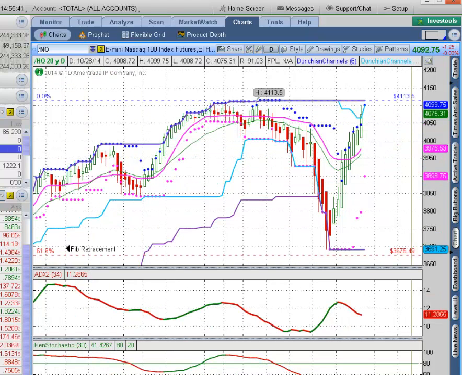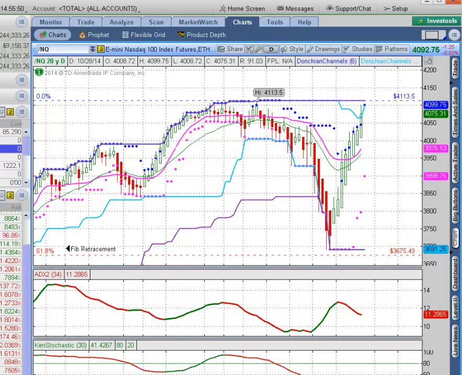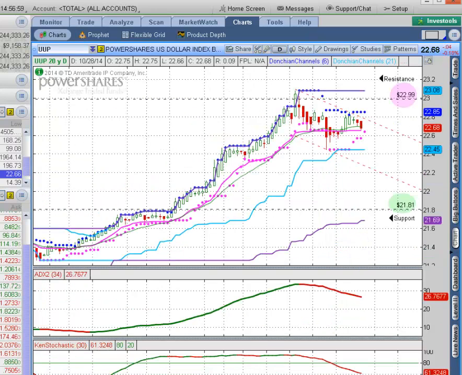Support is at 1900, resistance is at 2012. The NASDAQ 100 futures also closed up. Price is rapidly approaching resistance at 4113. A break of 4113 would be very bullish. Support is now at 3675. The US dollar closed down again. Price remains in the short-term downtrend channel as seen by these red dashed lines. Resistance is at 22.99 and support is at 21.81.